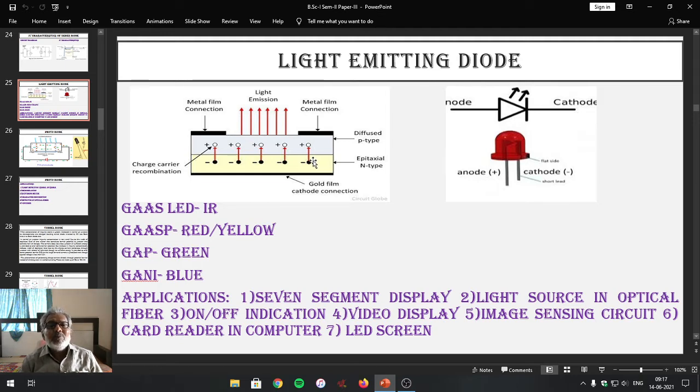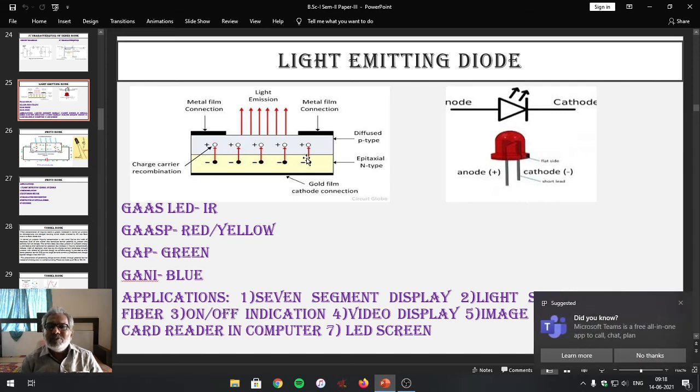But when the voltage becomes exactly equal to the barrier potential, no doubt the barrier is reduced, no doubt the junction resistance is reduced, no problem about that. But this electron will jump from a higher energy level into a lower energy level and recombine with the hole. This is a different process that takes place in a light emitting diode.